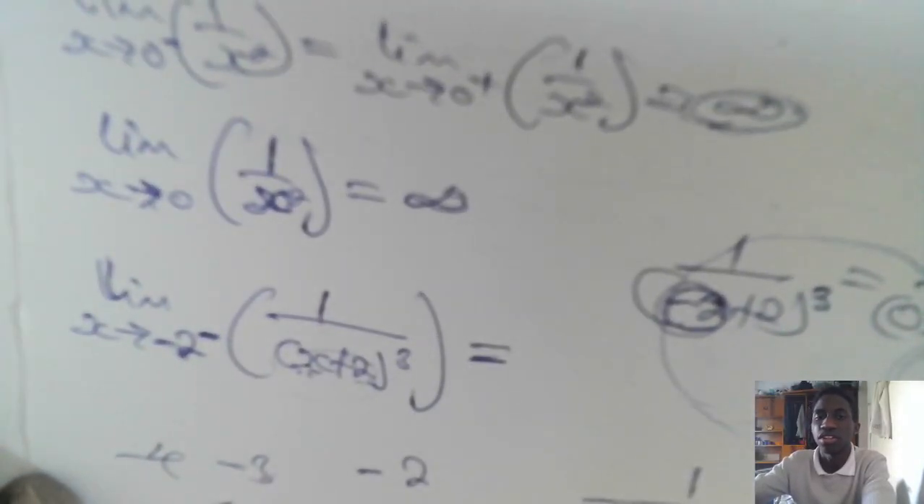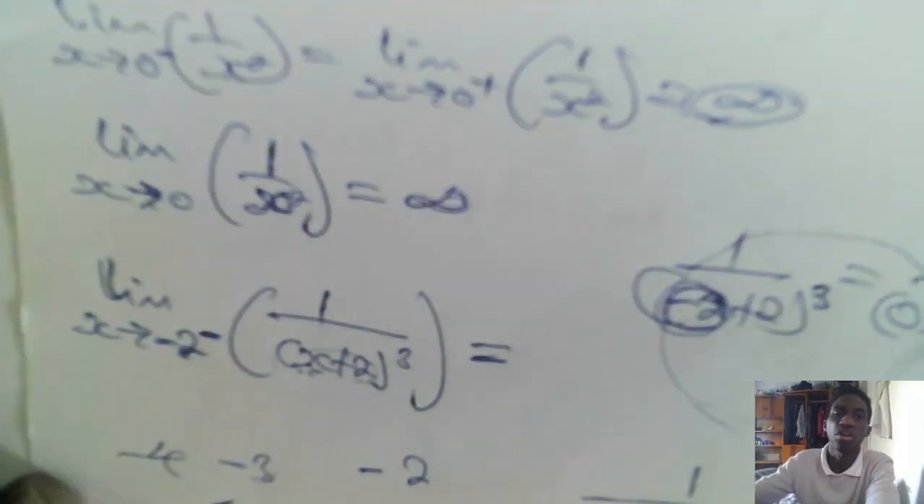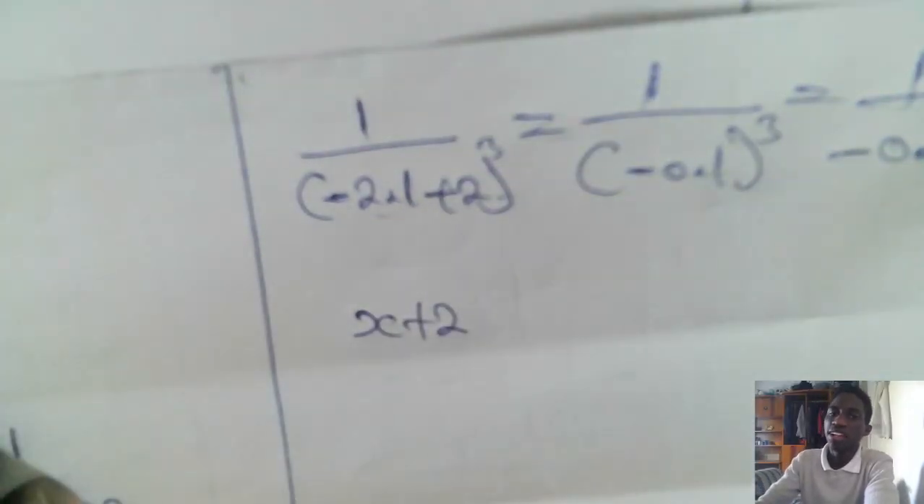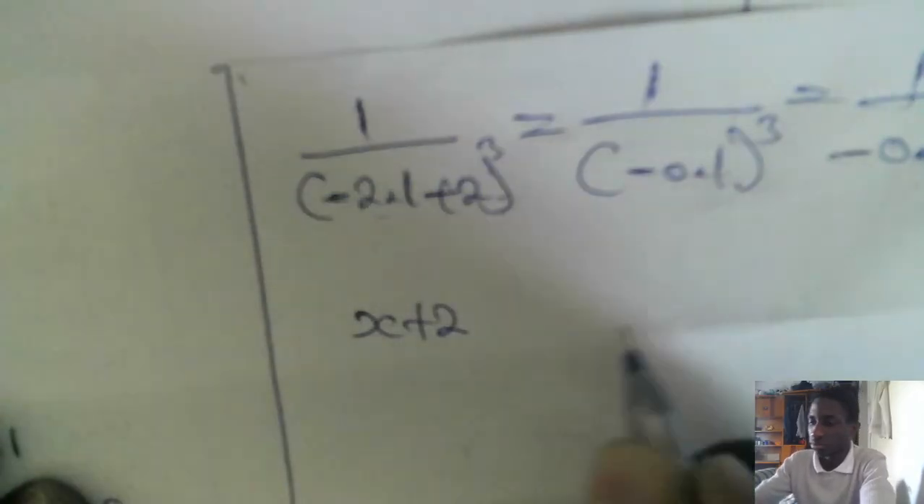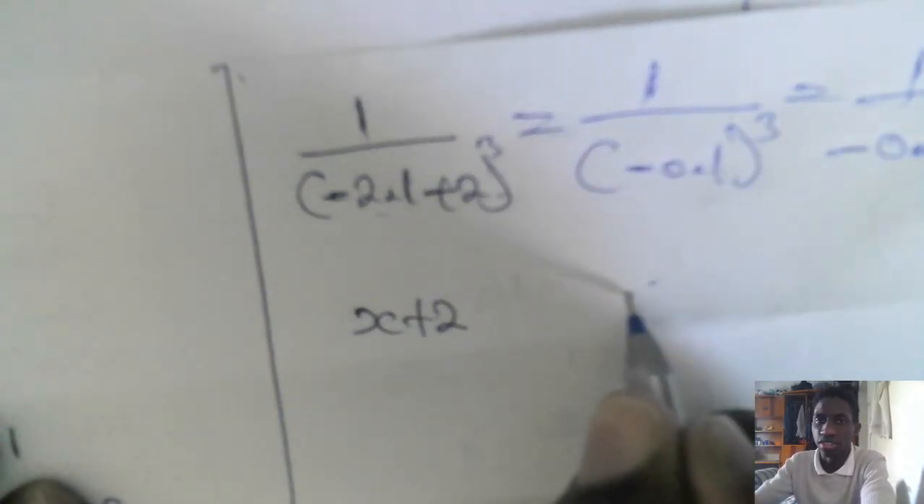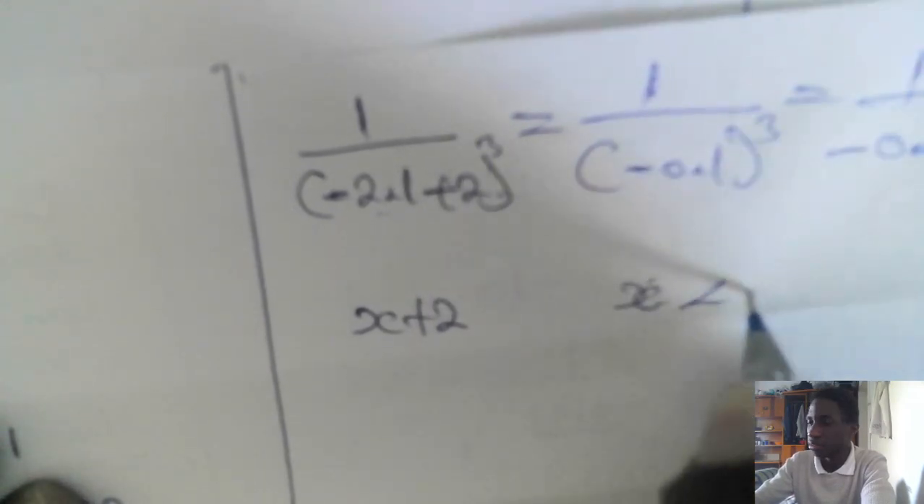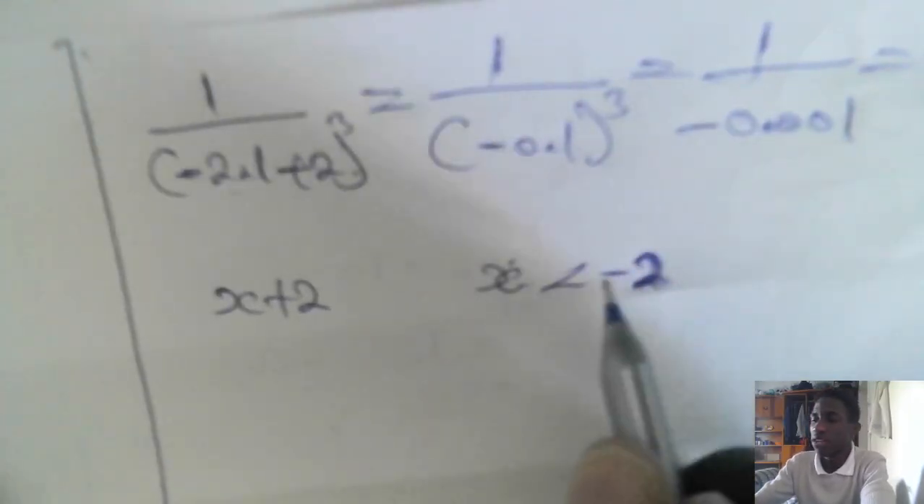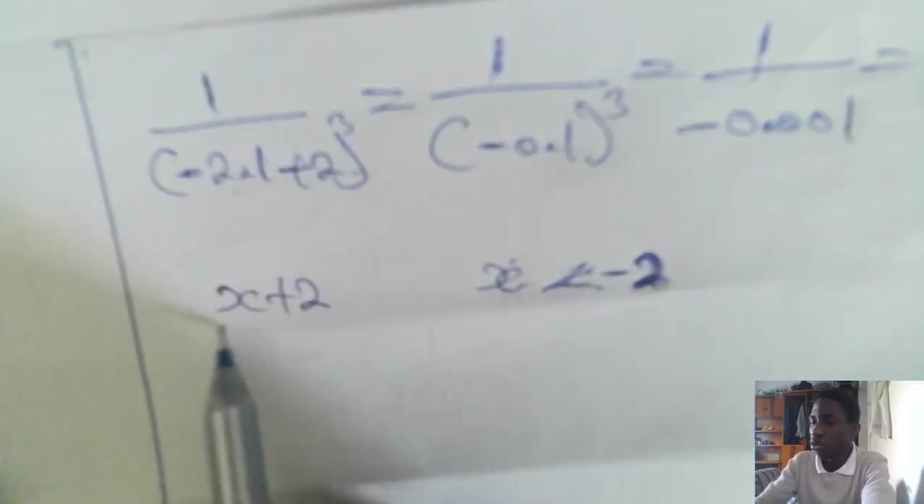But the thing is, what is the sign of this very large number? Is it a positive very large number, or is it a negative very large number? So the final analysis we're going to do is that we know that for x plus 2, if we use any number that's less than minus 2, as in let x be less than minus 2 now, then what's x plus 2?